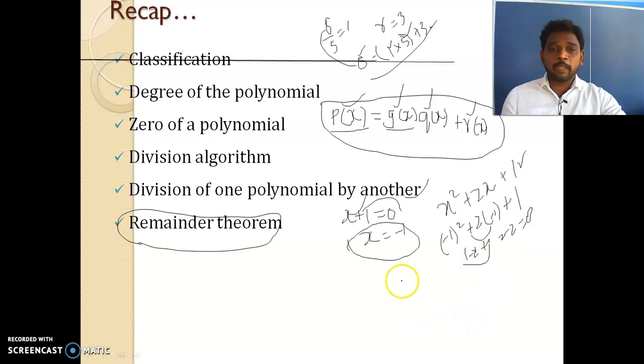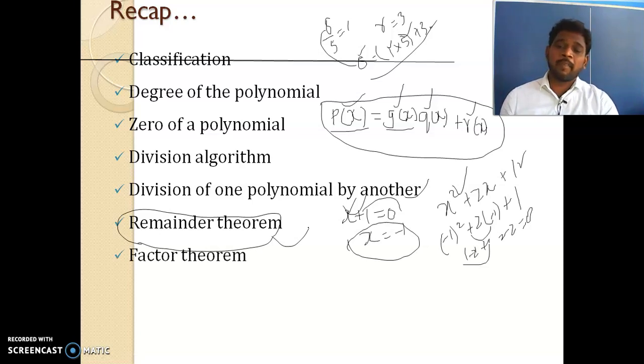If we divide by actual division also, taking this as the dividend and this as the divisor, we will get the remainder as 0 only. So the application of the remainder theorem is that we can find the remainder without actual division. But it is not possible to get the quotient through the remainder theorem. And the next one, the factor theorem.